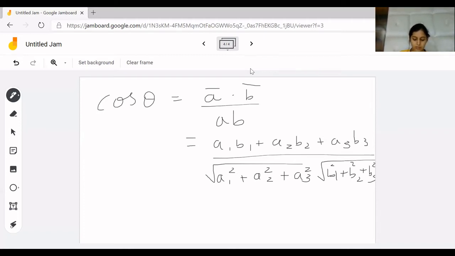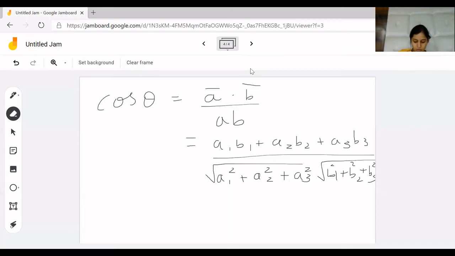If the vectors are perpendicular to each other, then theta is 90 and cos theta is 0. Therefore, a1 b1 plus a2 b2 plus a3 b3 will be equal to 0. If the left hand side becomes 0, then you will get the numerator equal to 0. When will the left hand side be equal to 0? When theta is 90.